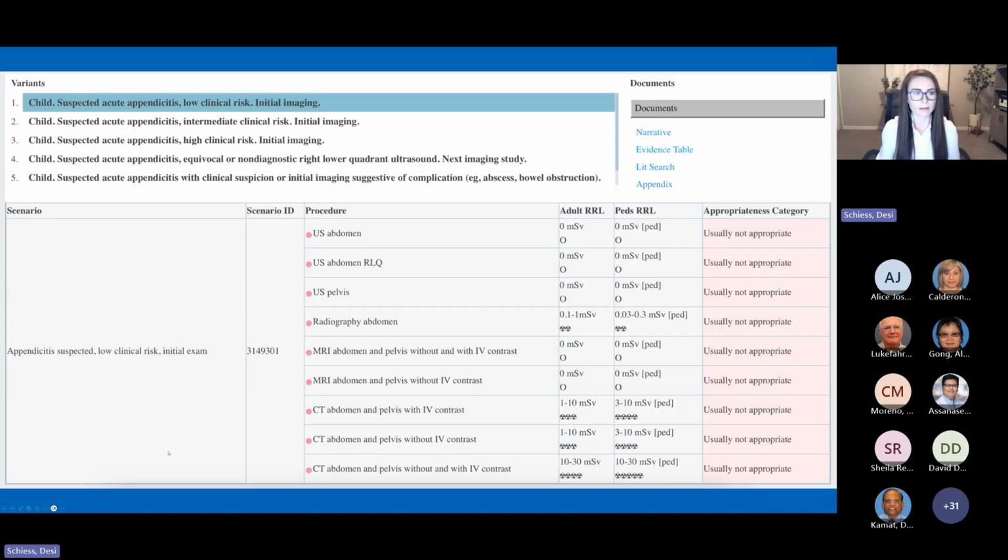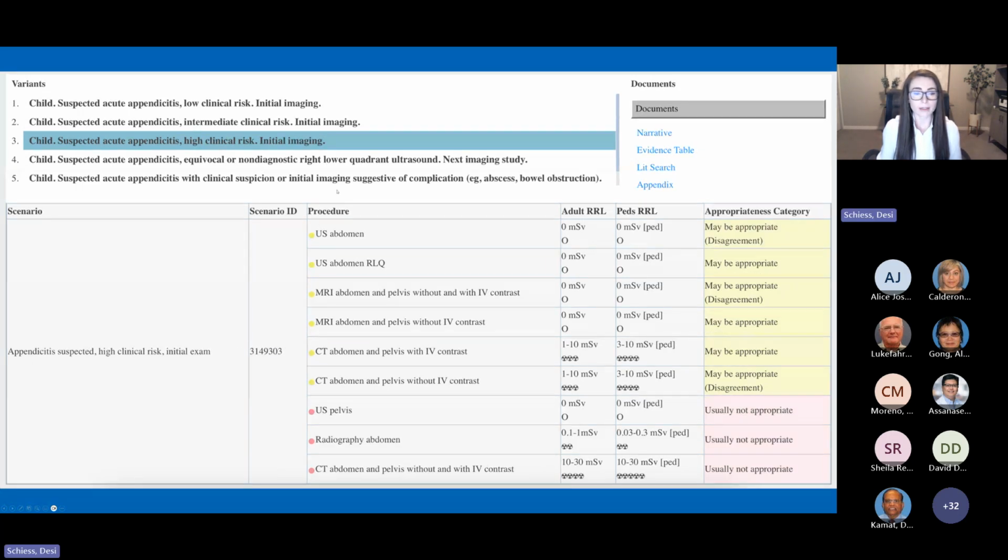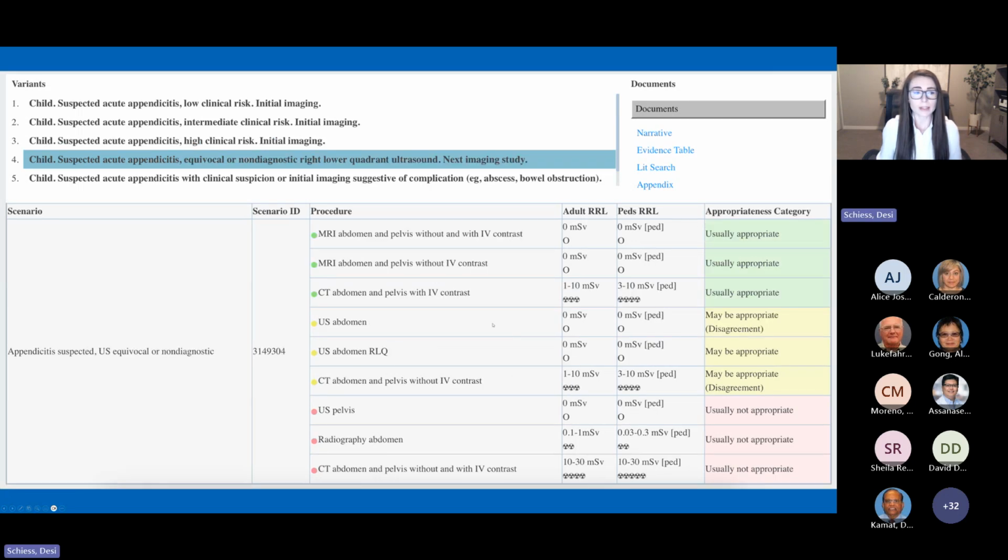of appendicitis. When you select appendicitis, you'll notice there are 5 different clinical scenarios of a child with suspected acute appendicitis. Notice that if there is low risk of appendicitis, any type of imaging is usually not appropriate, as shown in the far right column. If there's intermediate clinical risk, it's usually appropriate to start with an ultrasound. If there's high clinical risk, either an ultrasound, MRI, or CT may be appropriate. Now let's say the ultrasound was equivocal or non-diagnostic because the appendix was not visualized. Then either an MRI or CT would be the appropriate next step.